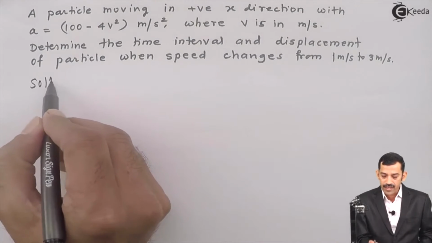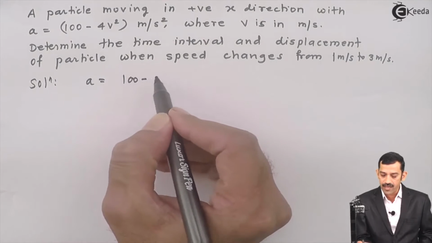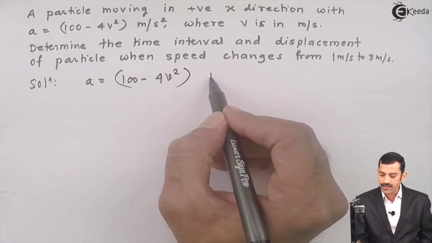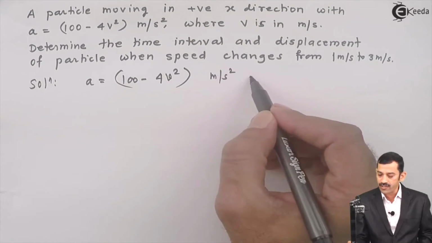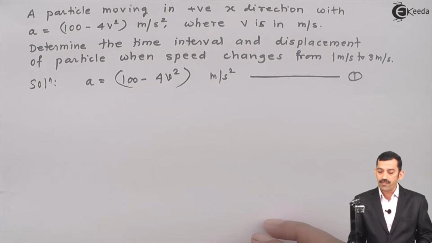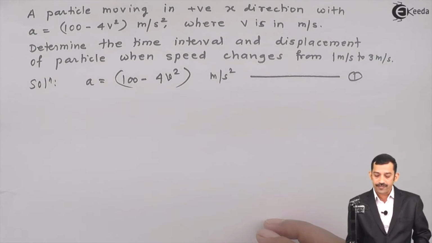The equation of acceleration is 100 minus 4v square. This is in meters per second square. This is equation number 1. Now when the velocity of the particle changes from 1 meter per second to 3 meter per second, you have to find out the time interval and displacement of the particle.